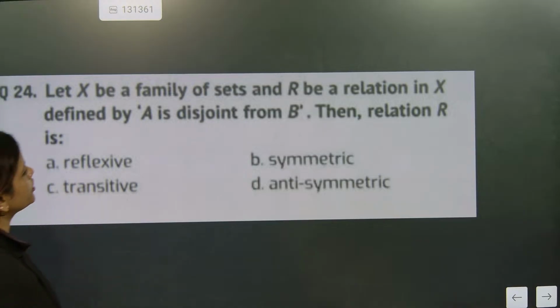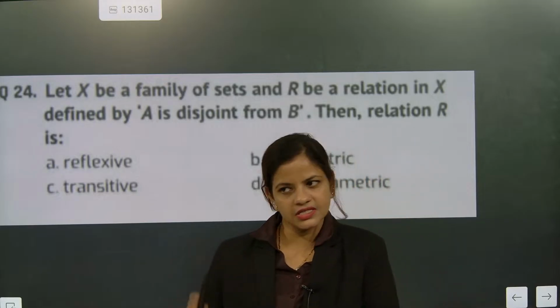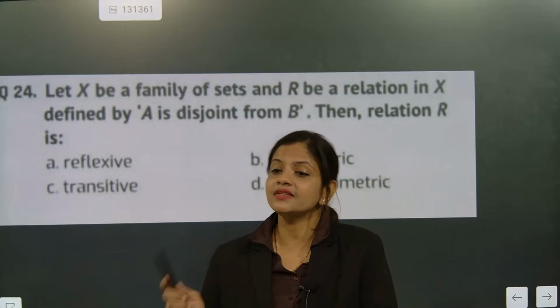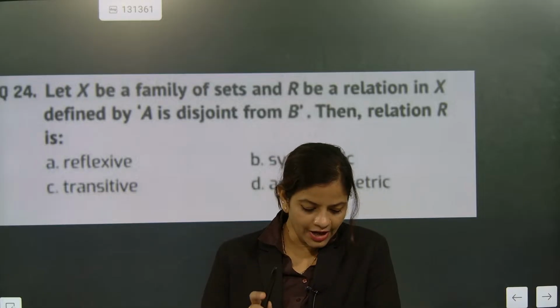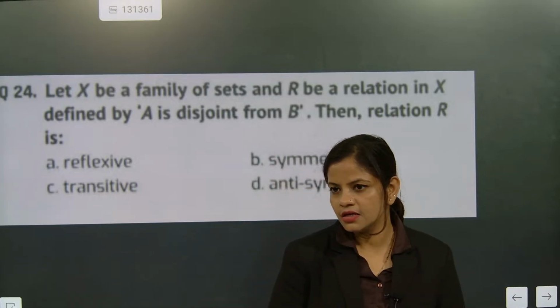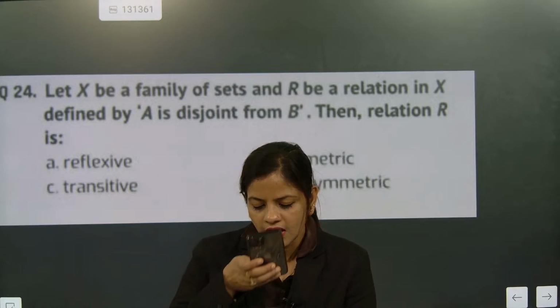Then what answer is it going to be? A is disjoint from B. It means A is a set, B is a set. They both are in X. Are you understanding? A is a set, B is a set. They both are in the set. The answer is wrong.